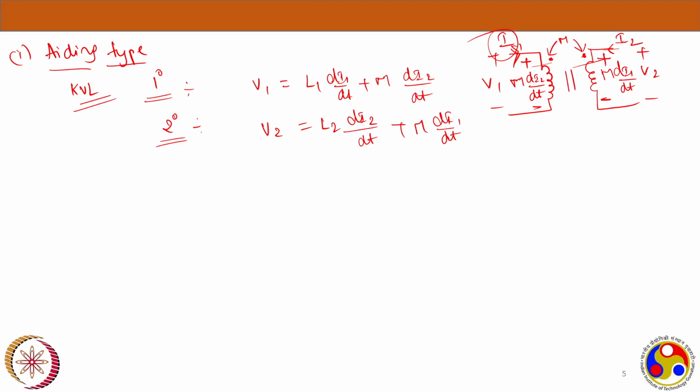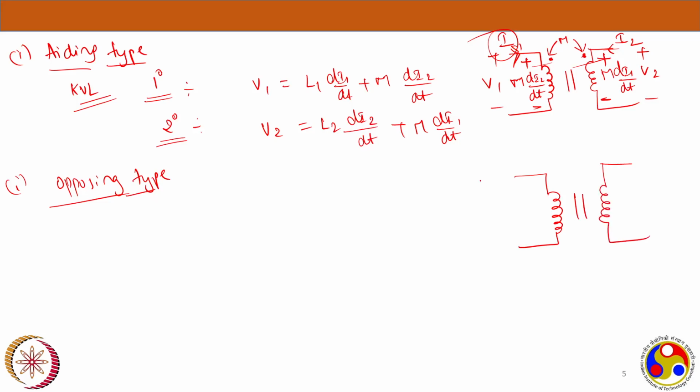Both self and mutual are aiding each other and increasing the voltage, not opposing each other. That's why this is called a magnetically coupled circuit of aiding type. Now, I will quickly draw the opposing kind of magnetically coupled circuit. The only difference will be in the dot placement. Coil 1, core, coil 2, and I am applying voltage V1 here, current I1 will flow, and applying voltage V2, current I2 will flow.